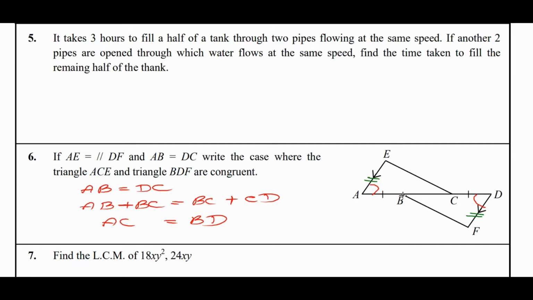Side, angle, side: AE side, included angle, AC side, and DF side, included angle, BD side. Therefore, the case should be the SAS method. Let's try the next question.